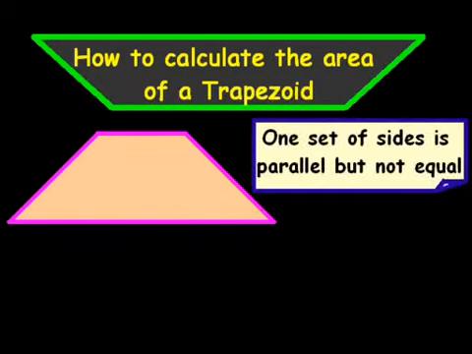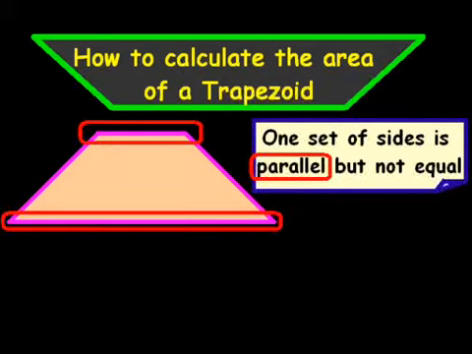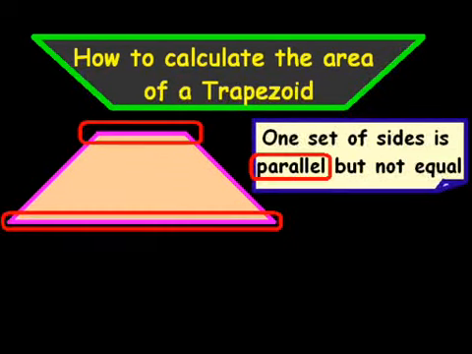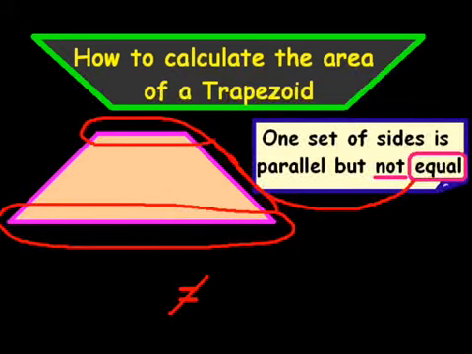Now the key point with a trapezoid is that one set of sides is parallel, which I have these two sides that are parallel right here. However, they are not equal. They don't equal each other. They're different lengths. So they're parallel, but they are not equal.